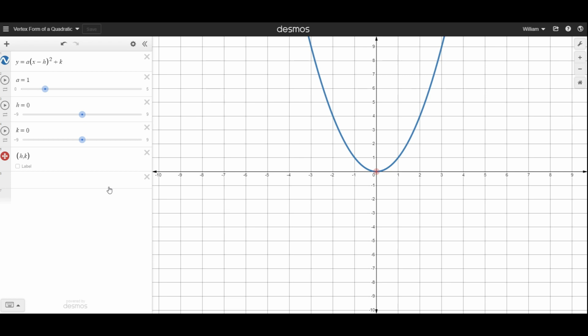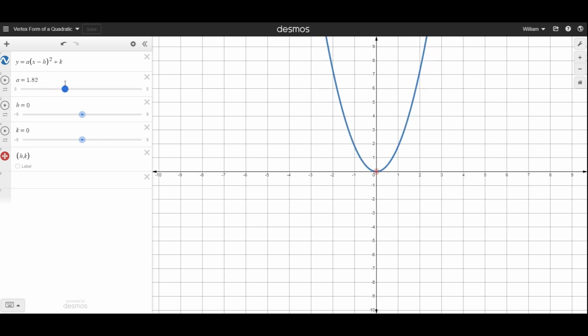Hey everybody, so in this video we're talking about the vertex form of a quadratic equation, and we're specifically looking at characteristics. So this is the standard form of a quadratic in vertex form. Here you have this a value. This represents your stretch or compress factor. Your h is your horizontal movement, and k is your vertical movement. So with a, when I talk about stretch and compress, a stretch occurs anytime a is greater than 1.